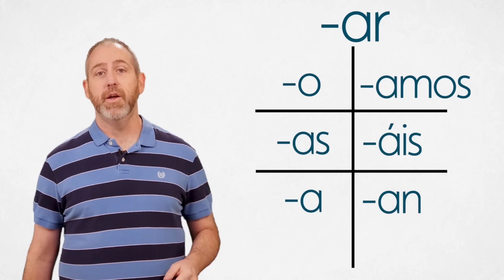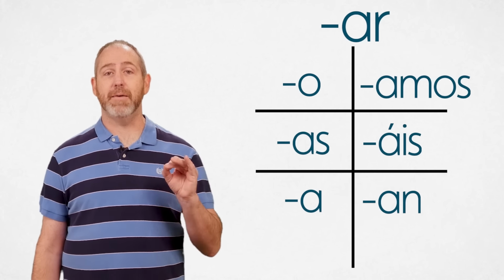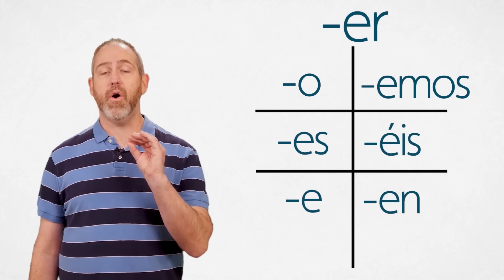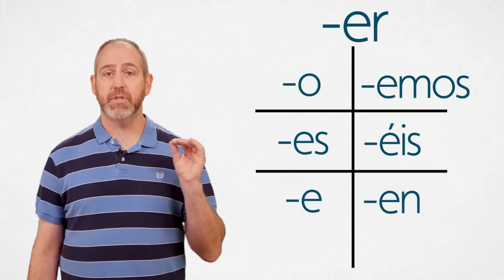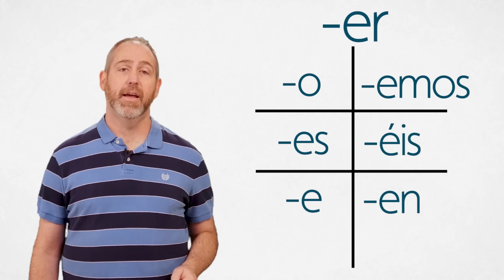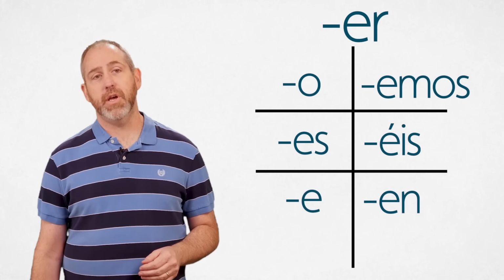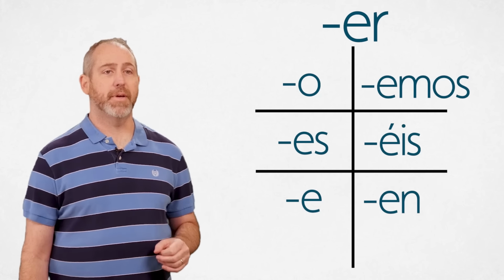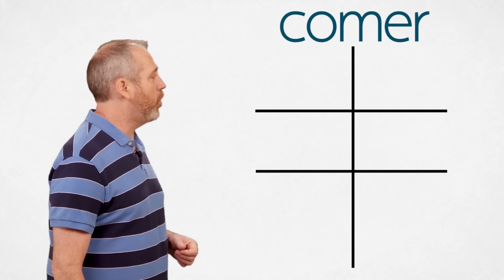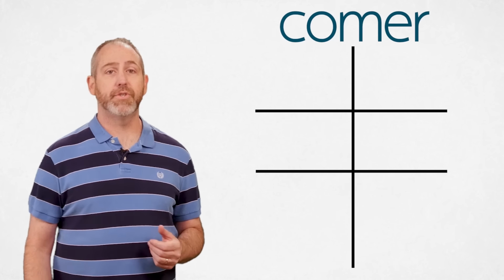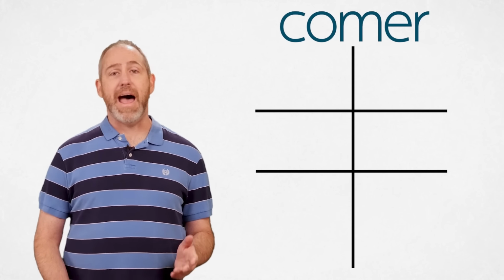It's that simple. So instead of o, as, a, amos, áis, an, now we have o, es, e, emos, éis, en. And that's all we need for ER verbs. And we have them down. So let's look at a couple of examples. I'm going to give you this verb right here, comer. Comer means to eat.